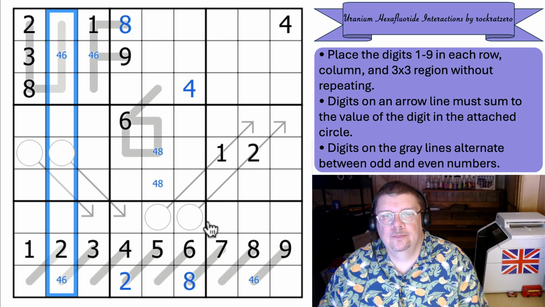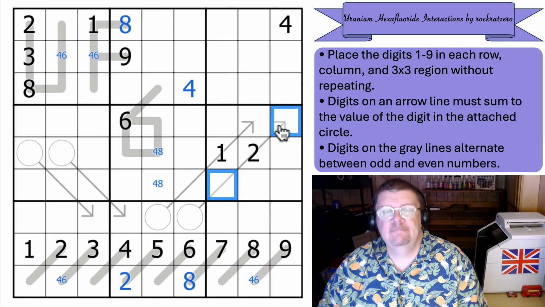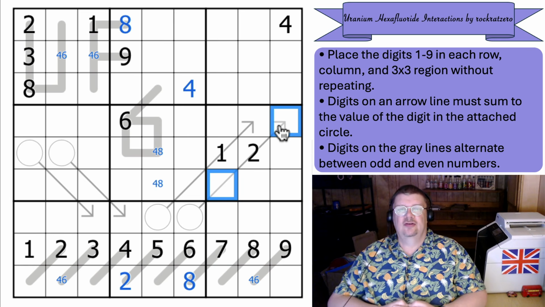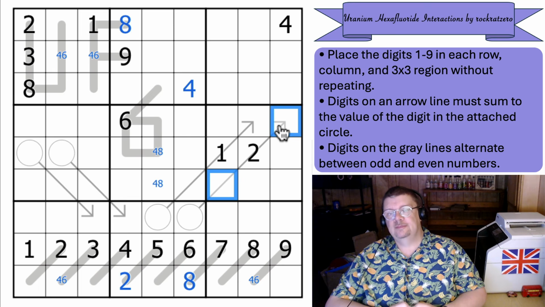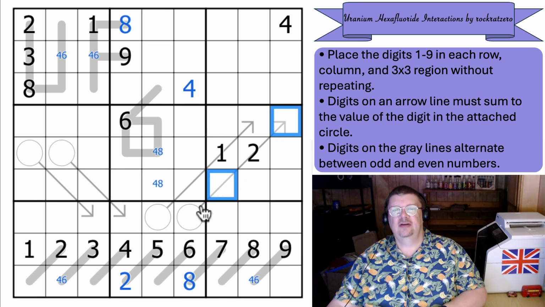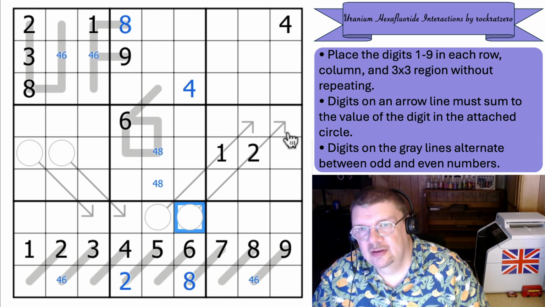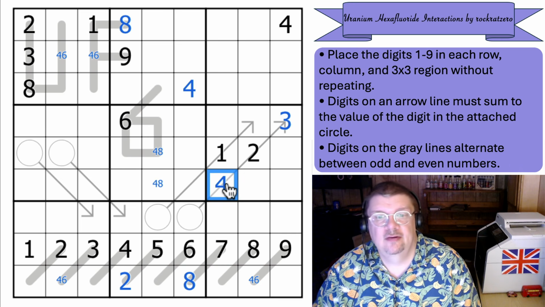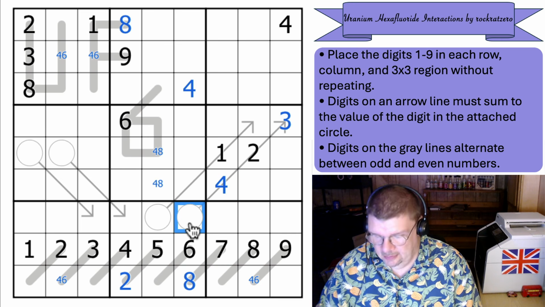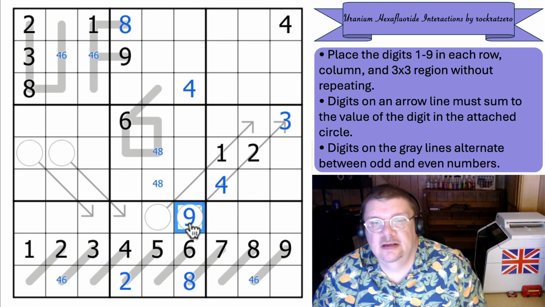All right, this arrow looks interesting. The smallest digits that I can put on that arrow are 3 and 4, because I have a 1 and a 2 in the box. But 2 plus 3 plus 4 equals 9, which is the largest digit I can put in an arrow's circle. So this must be 3 and 4, and this 4 in the corner tells me which way round they go. So that is a 9.